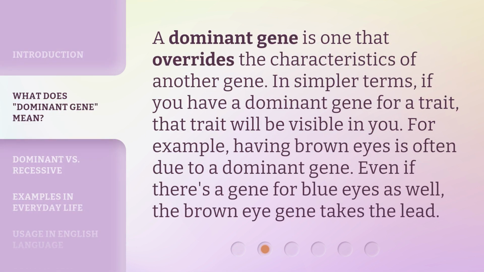A dominant gene is one that overrides the characteristics of another gene. In simpler terms, if you have a dominant gene for a trait, that trait will be visible in you. For example, having brown eyes is often due to a dominant gene. Even if there's a gene for blue eyes as well, the brown eye gene takes the lead.